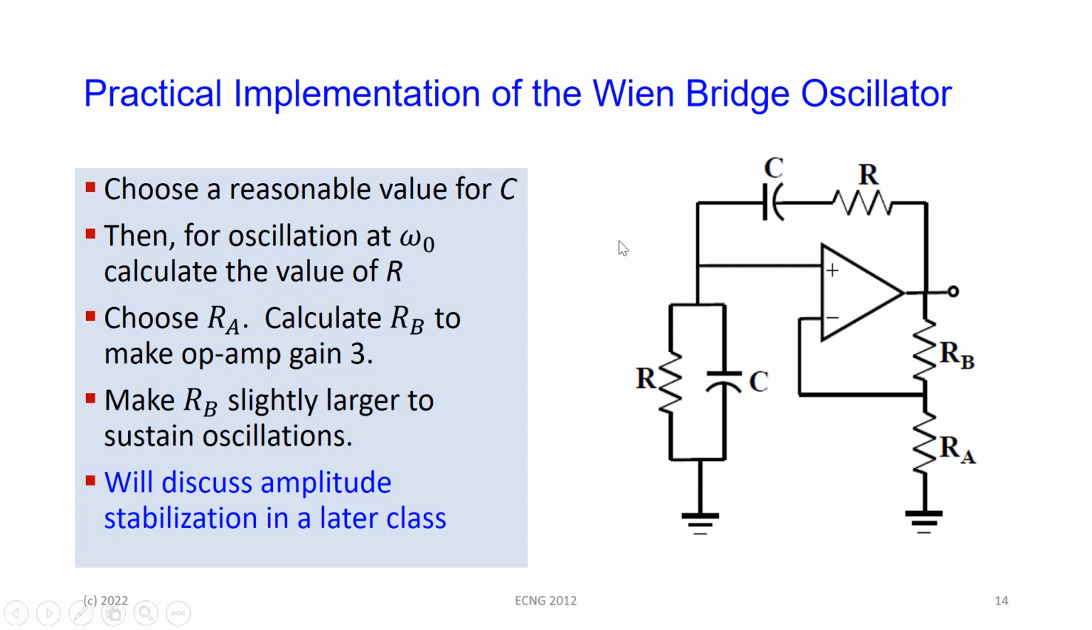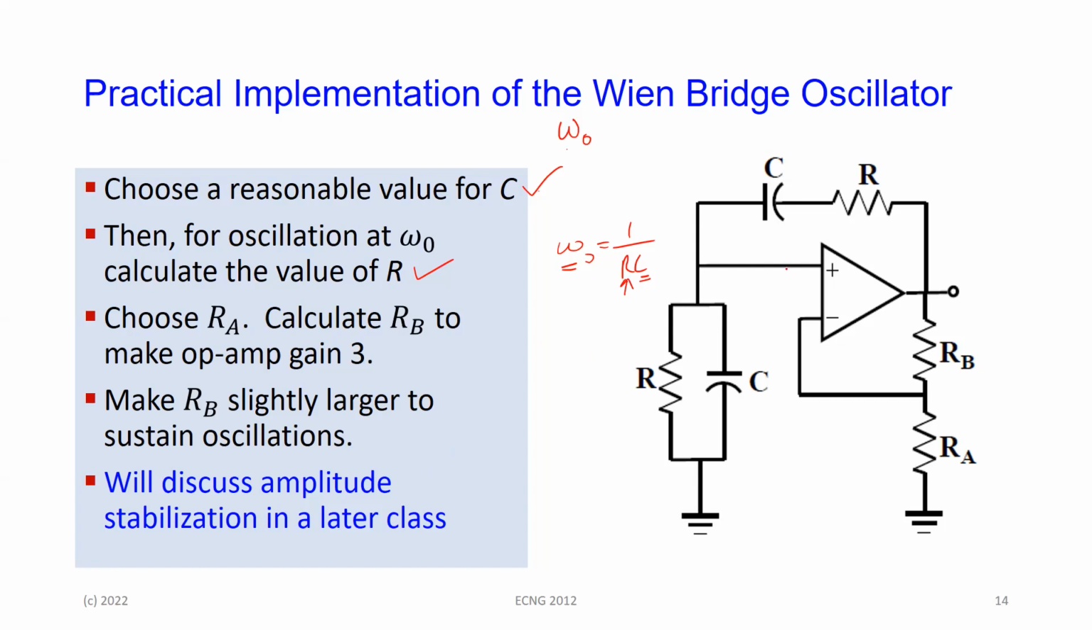So in this case, how do you design this? It's a simple network. What you start off doing, of course, is deciding what omega 0 is. What frequency do I need this thing to operate at? You choose a reasonable value for the capacitor, and after you have been working with circuits for a little while, you get an idea of a ballpark value of a capacitor that will work. Then using omega 0 and C, you calculate a value for R. Remember, omega 0 is 1 over RC. So you start off knowing this, you choose this, and you calculate this one.